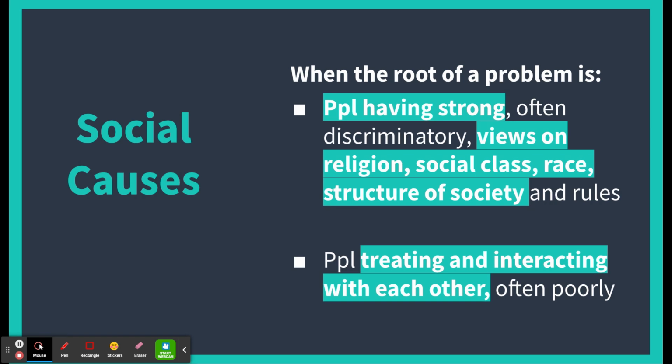Social causes. I am going to have you write this down because I want you to have a working definition of social cause. That's when people have strong, often discriminatory views on people's religion, social class, race, how society is structured, or it's really just people treating each other really badly. We can think of things that we learned last semester like discrimination, interpersonal oppression. That's a social cause. And again, we're thinking of reasons why the Haitian Revolution started.